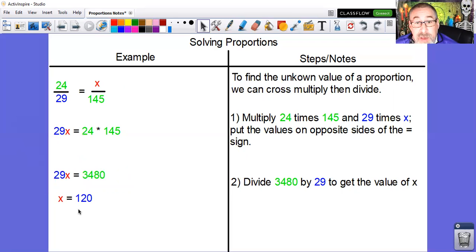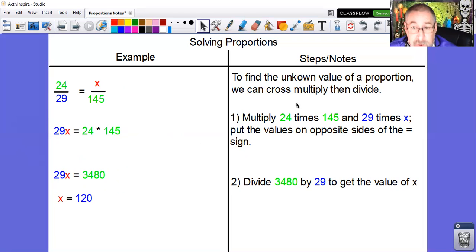And then we have to divide both sides by the number with our unknown. So if we multiply 24 times 145 and do all that, this is the long method. Our short method is real simple. Cross multiply, divide. It is going to give us our same result. So if we take 24 times 145 and then divide by 29, we're going to get the same value.